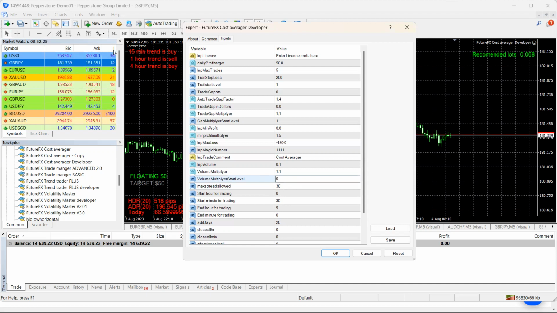Up here, this column here is the spread column. If you don't have that column, you can just select that from the settings. But some pairs like Euro USD, there's only a spread of 2 at the moment.